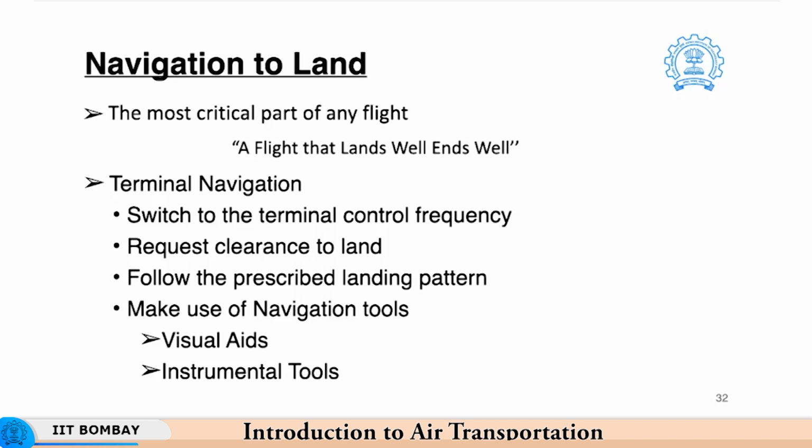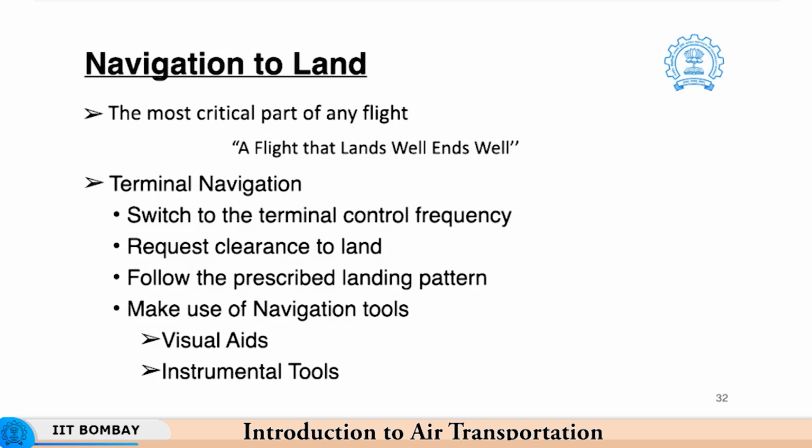The overall navigation within this phase is called terminal navigation. How this works: the pilot first switches on to the terminal control frequency. All controlled airspaces are allocated certain frequencies for different parts of the airspace, so for the terminal phase there is a particular terminal control frequency. The pilot will tune on to this frequency and subsequently request clearance to land.